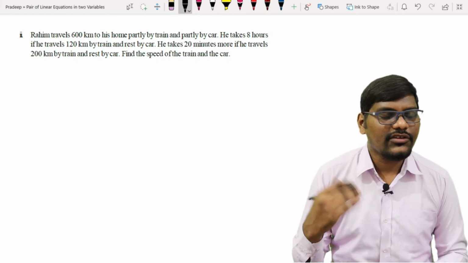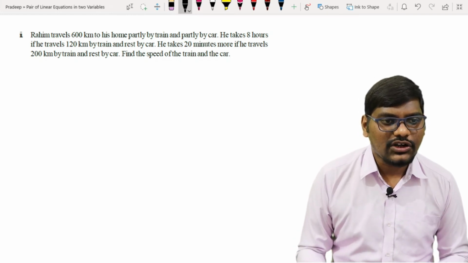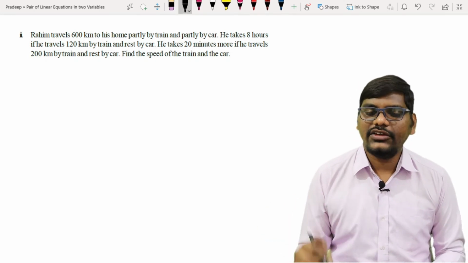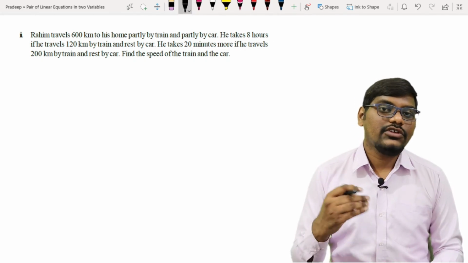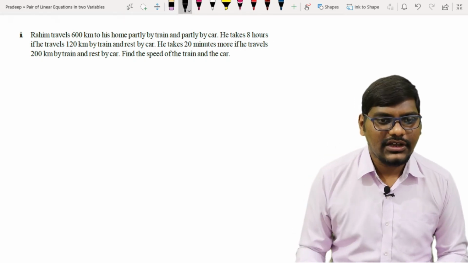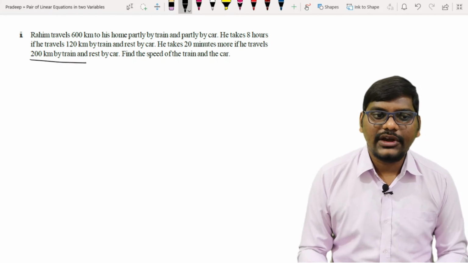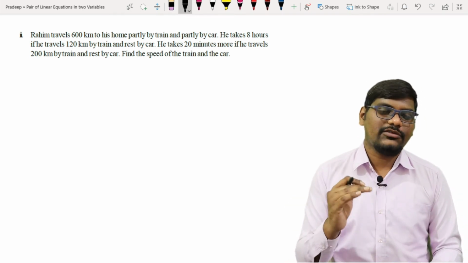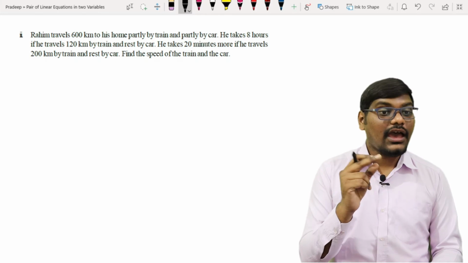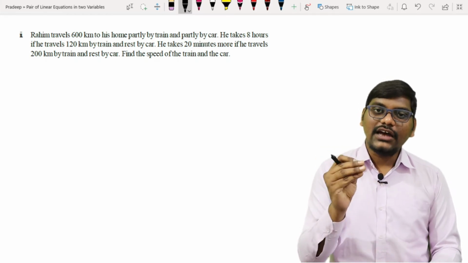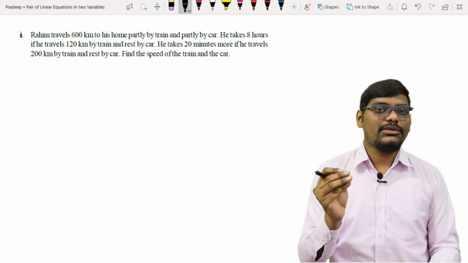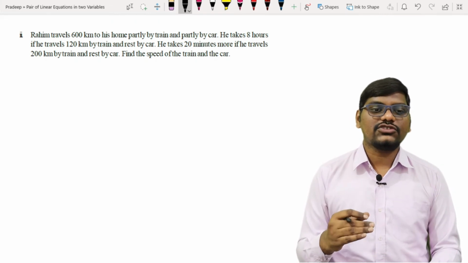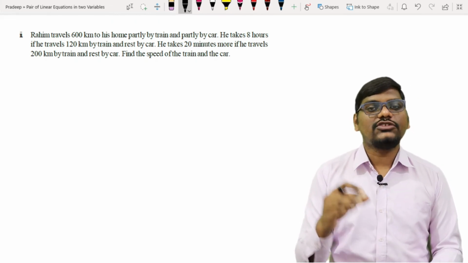The first case, I can say first case is that he is traveling 120 kilometers by train and the remaining distance he is traveling by car. In that case, it is taking around 8 hours for him just to reach his home. The second case is that if he is traveling 200 km by train and the remaining distance by car, then it is taking 20 minutes more than the first case, which means the first case it took 8 hours. And here in the second case it is taking 8 hours plus 20 minutes. So this is the 20 minutes extra time which is taking in the second case. So now by using these two conditions, they are asking us to find out the speed of the train and also speed of the car.